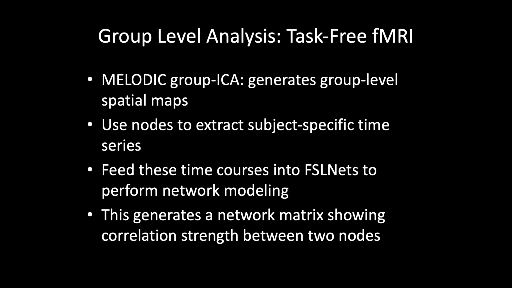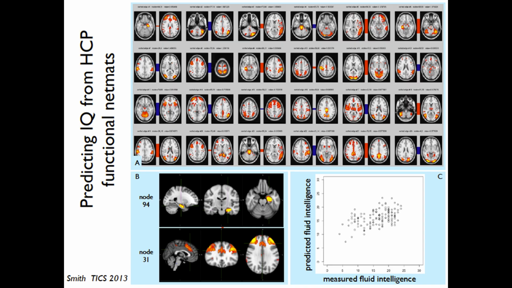That's on the list. But what's nice is that it allows you to look at the correlation strength between your two nodes. And so this is an example of a network where they found a relationship between fluid intelligence and some resting state data. Whoops, that's right in here. So looking at the measured fluid intelligence versus the predicted fluid intelligence based on the resting state data.